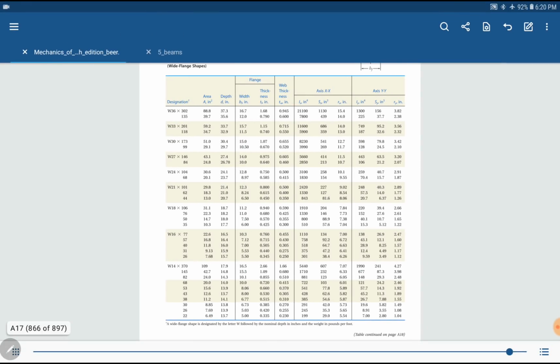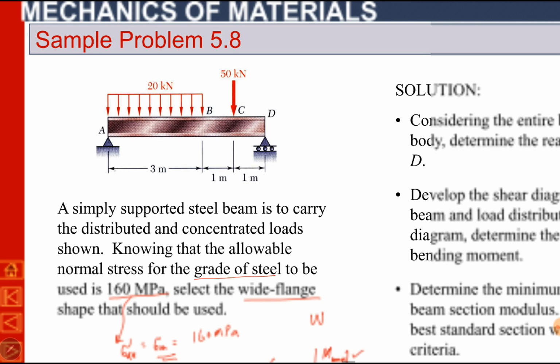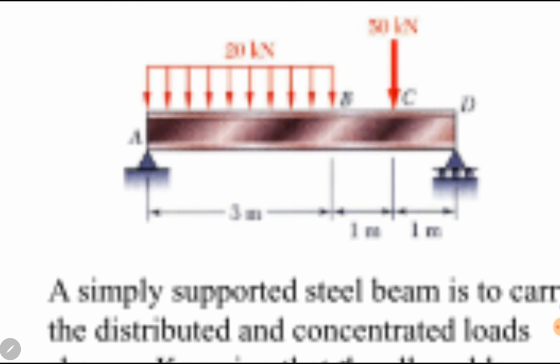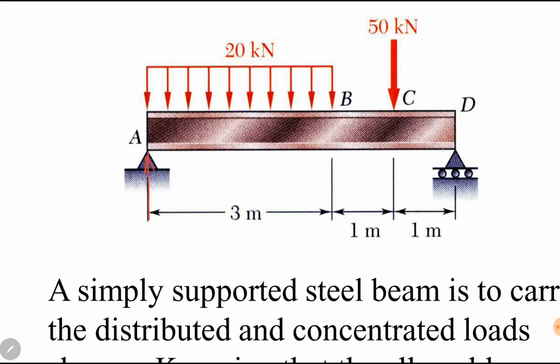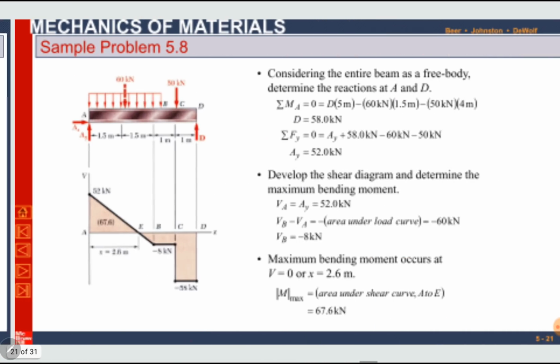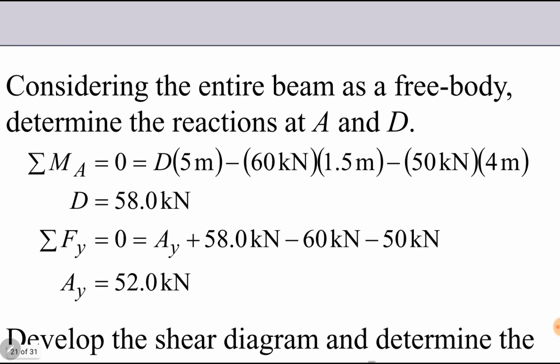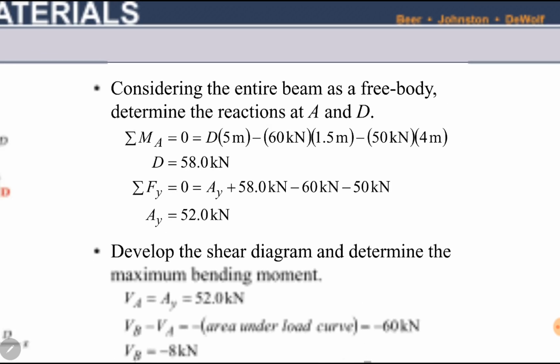Okay, so we have to find the numerical value of S minimum. For that, first we have to draw the maximum bending moment diagram. Before that, find the unknown reaction forces at point A and point D using equations of equilibrium. You can do it by yourself. Here, summation of moments and summation of forces are equal to 0. Two expressions. We can find the reaction at point D and the reaction at point A. You can do it by yourself.